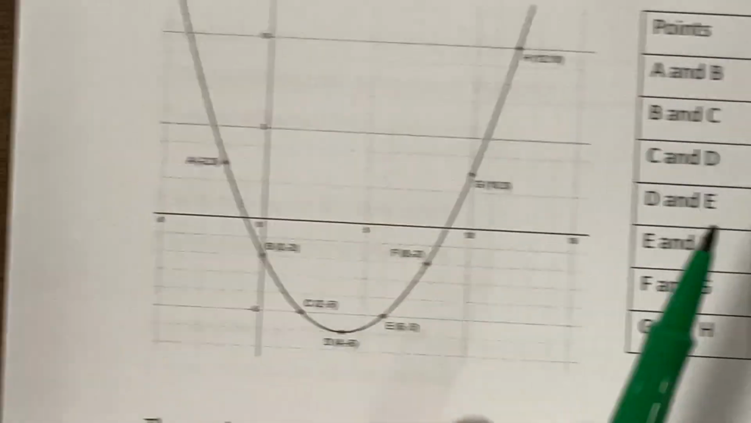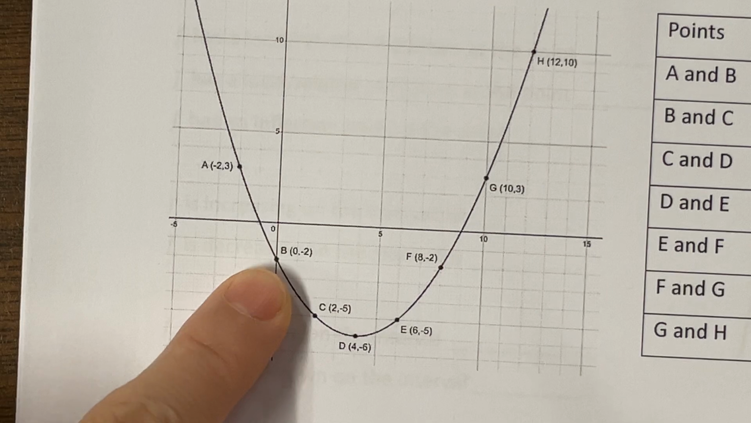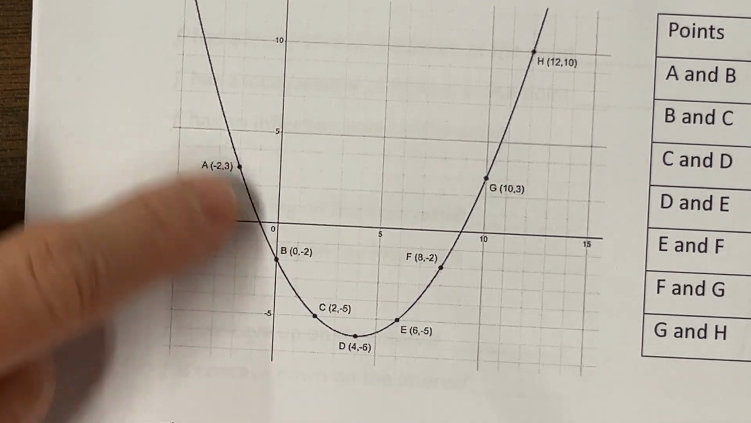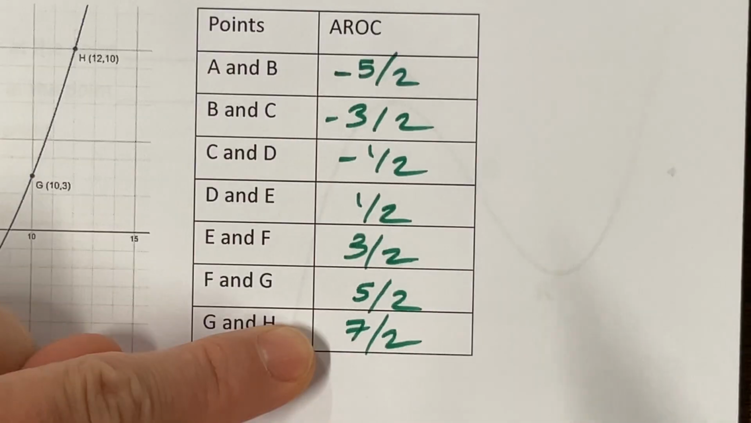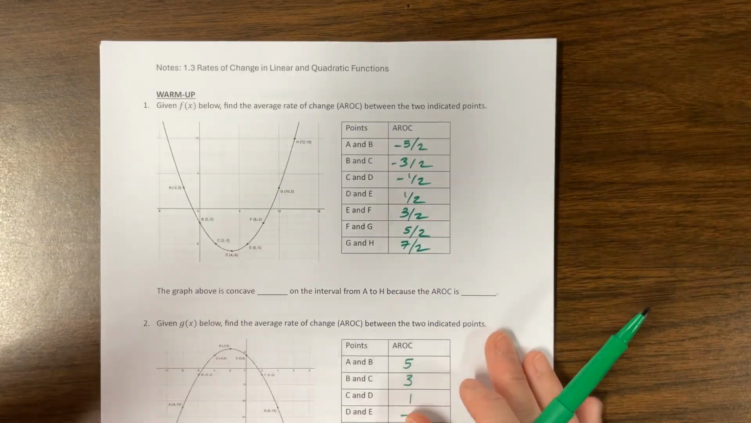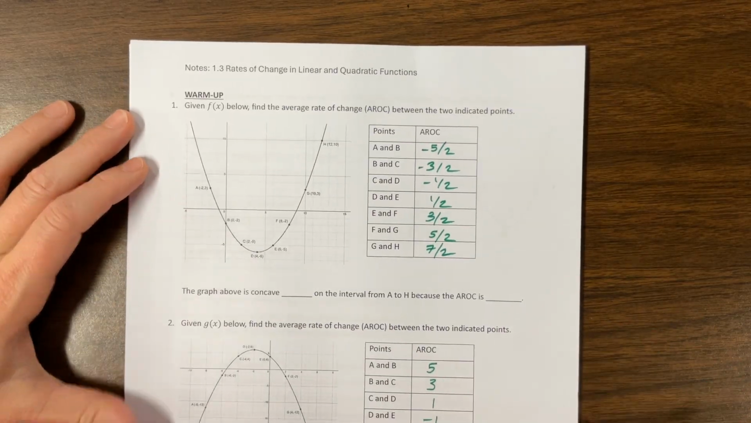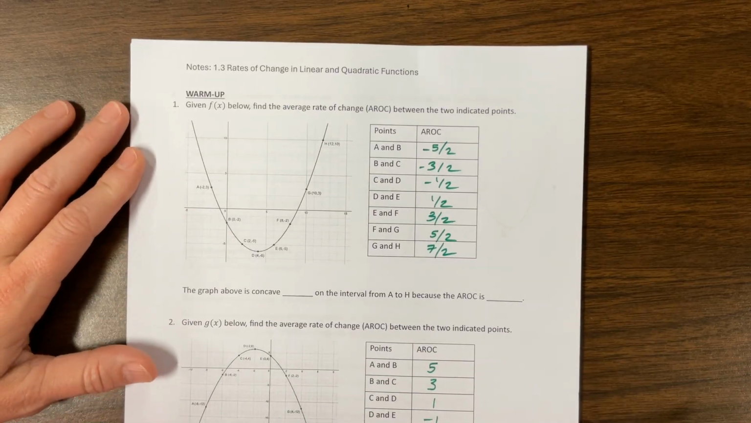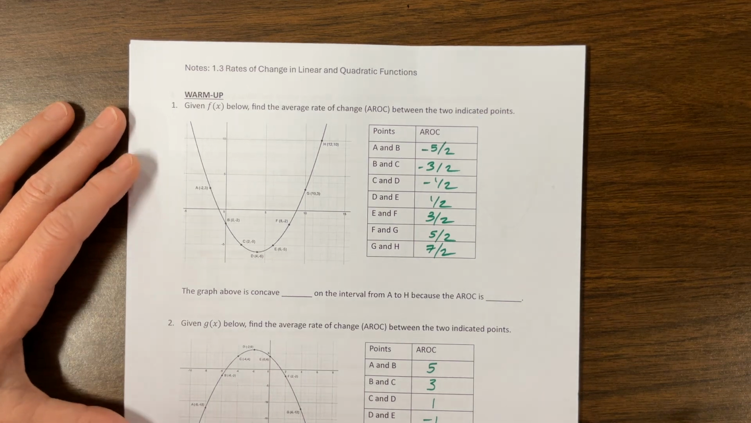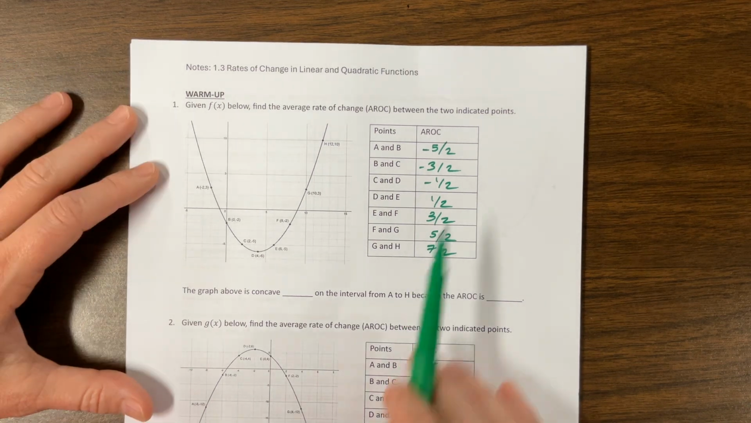So I was looking at these different values. I took the y value minus y over x minus x, and I got these numbers here. If that is a problem for you, then go back and watch my previous videos. Okay, so moving forward, what do we notice?